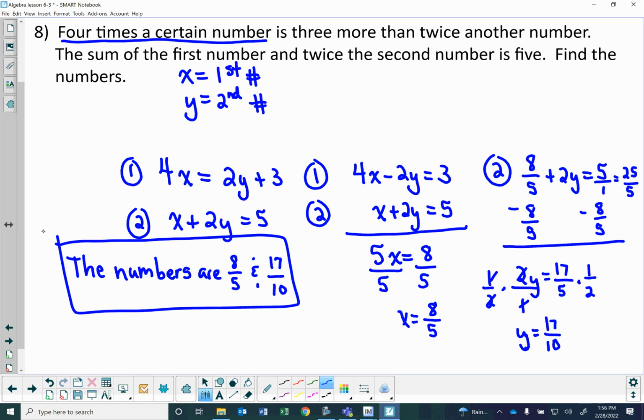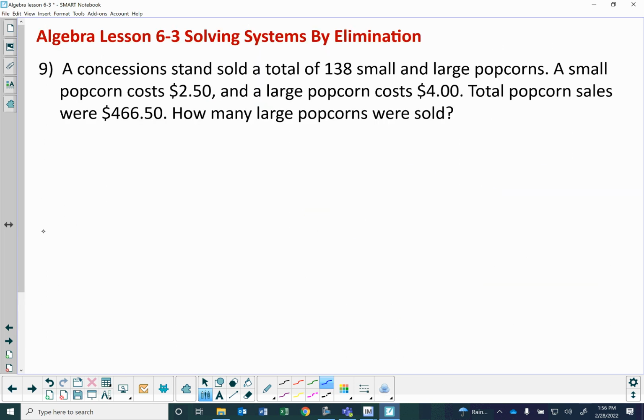Let's do one more word problem. A concession stand sold a total of 138 small and large popcorns. A small popcorn cost $2.50 and a large popcorn cost $4. Total popcorn sales were $466.50. How many large popcorns were sold?